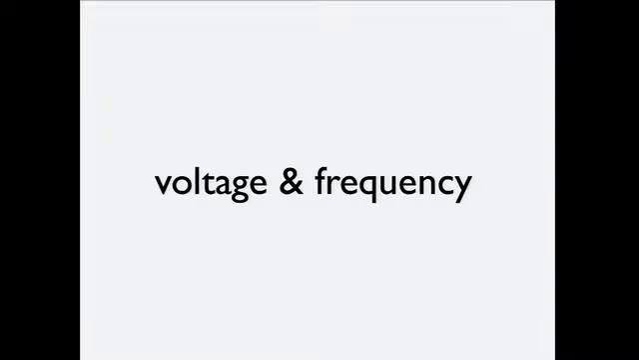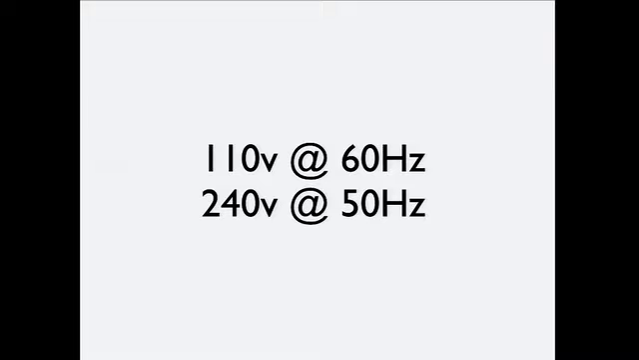Another example is electricity. This is relatively simple. We have voltage and frequency as the 2 main variables, but we still have many combinations. So here in the US, we have 110 volts at 60 hertz. Where I'm from, we have 240 plus or minus at 50 hertz, not to mention the various plugs that we've got.